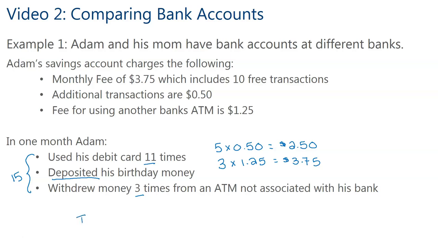So now Adam's total fees for that month would be the sum of his monthly fee and his additional transactions and his ATM usage. Now altogether, that works out to be $10.